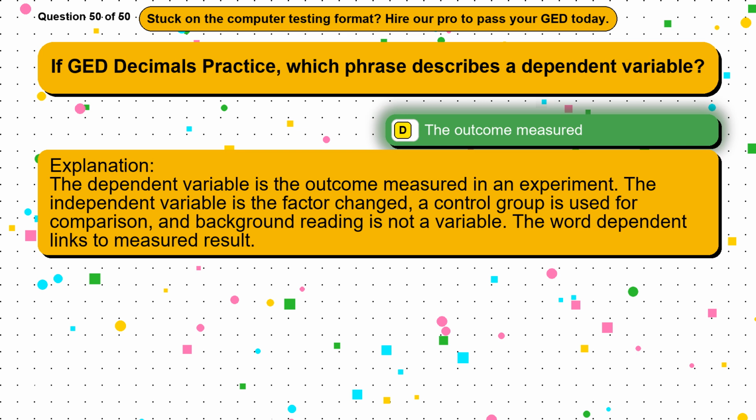The independent variable is the factor changed, a control group is used for comparison, and background reading is not a variable. The word dependent links to measured result.